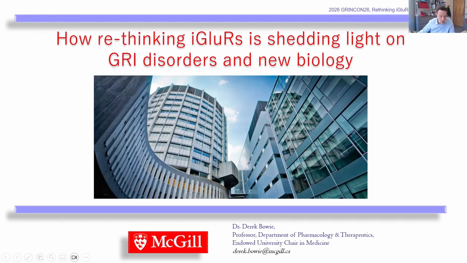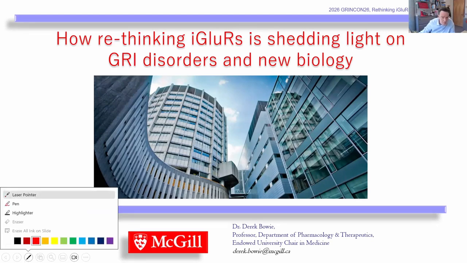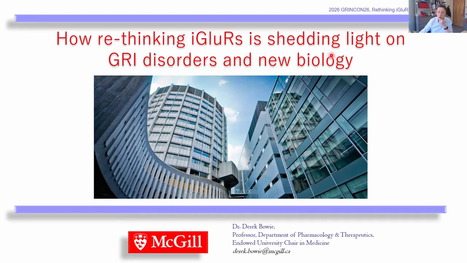But the other thing is, and maybe if I can just pull up my, can you see my laser pointer, everybody? It's actually bringing out new biology about some of these proteins we've been looking at. So in a funny kind of way, studying GRID disorders is actually giving us insight into our understanding of different types of ionotropic glutamate receptors. So what I thought I'd do is just give you a general perspective on things.